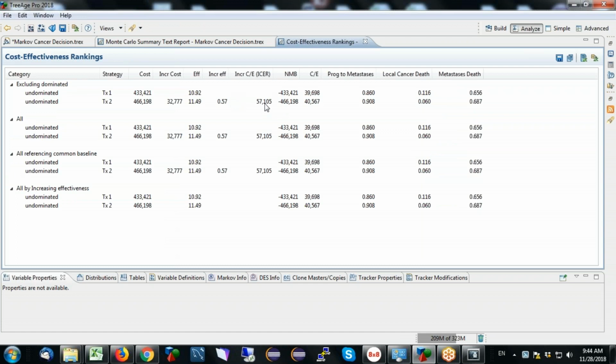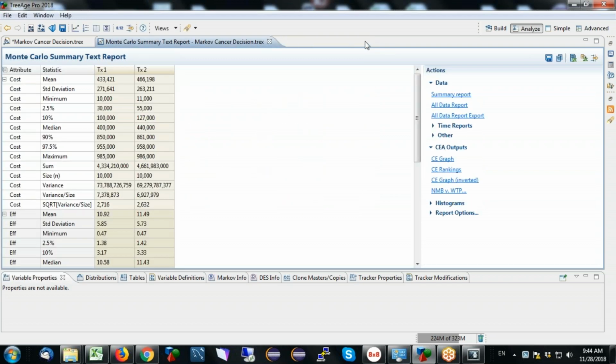But again, I don't want to rely just on this report. I want to see details. I want to be able to feel comfortable that my model is doing what I designed it to do. So yes, I would eventually return to this, but for now I want to look a little deeper.